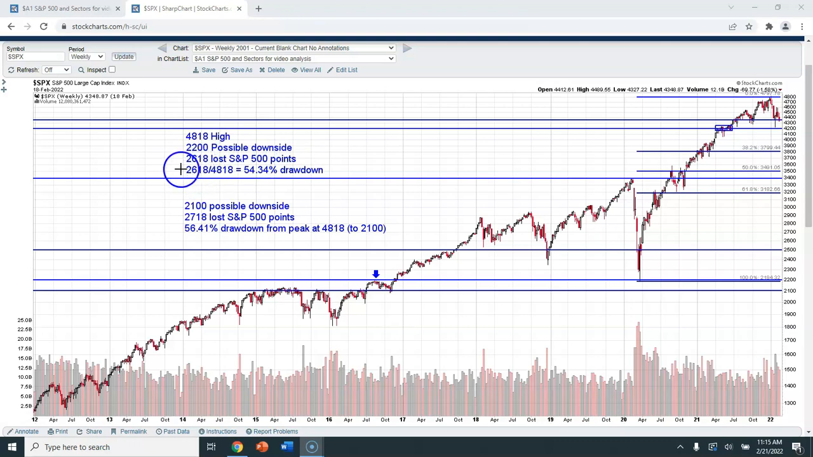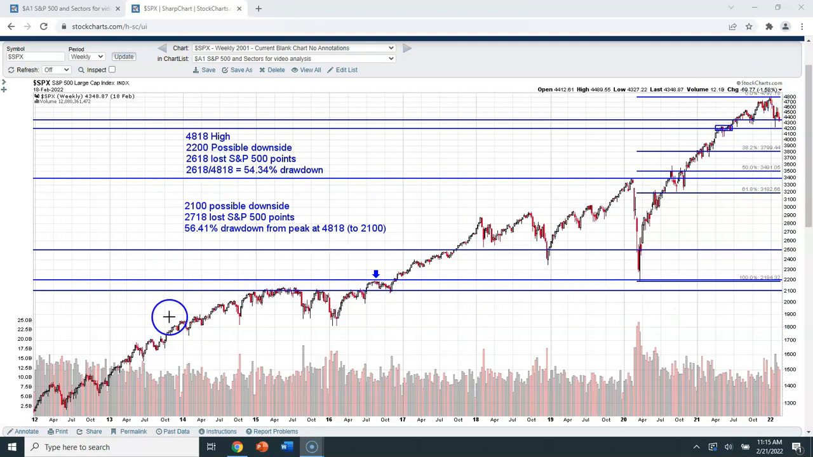If you take 2,618 divided by 4,818, which is the high, that means it would be a 54.34% drawdown as we move back down. That would mean we would lose 54.34% to go from here to here. Now, that's 100% of the entire move, but it would represent a 54.34% loss of the entire S&P 500 from 48.18 down to 2,200.